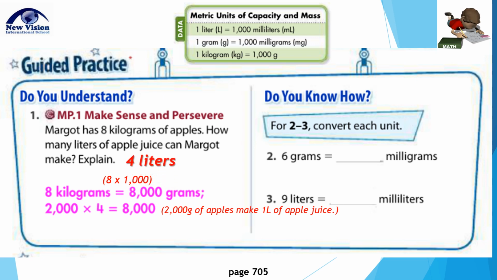Number 2. 6 grams, how many milligrams? We multiply 6 by 1,000. 6 times 1,000 equals, very good, 6,000. So there are 6,000 milligrams in 6 grams. Number 3, 9 liters equals how many milliliters? We multiply 9 by 1,000, which is equal to 9,000. So there are 9,000 milliliters in 9 liters.